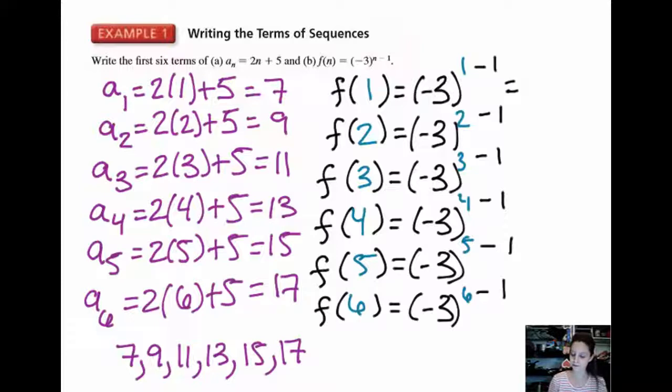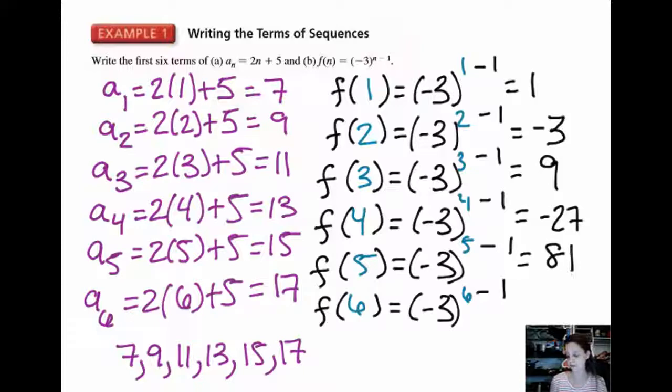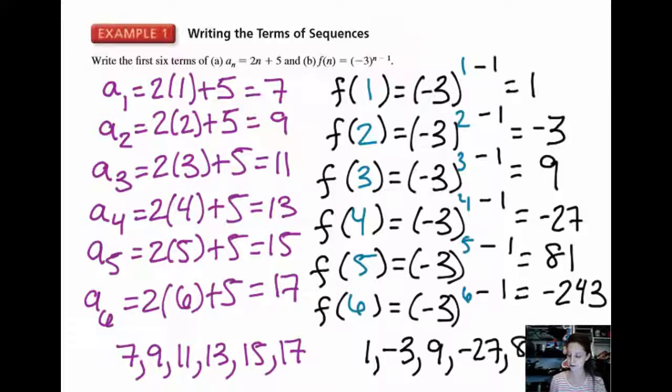Negative 3 to the 0 is 1. Negative 3 to the 1 is negative 3. Negative 3 to the 2 is positive 9. Maybe you're able to tell that we're just multiplying these terms by negative 3. So I get negative 27, positive 81, negative 243. So the first 6 terms are 1, negative 3, 9, negative 27, 81, and negative 243.